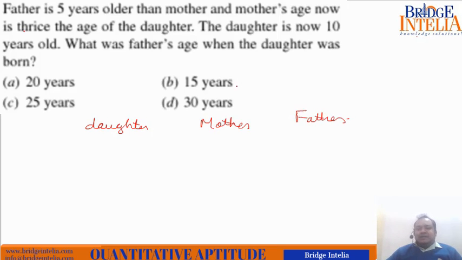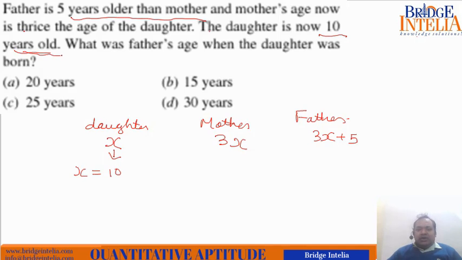What is being said? Father is 5 years older than the mother, and the mother's age now is thrice the age of the daughter. So if the age of the daughter is X, mother's age is thrice, 3x, and father's age is 5 years older than mother. So 3x plus 5. This is the scenario. Now the daughter is now 10. Okay, so daughter is now 10 years old.